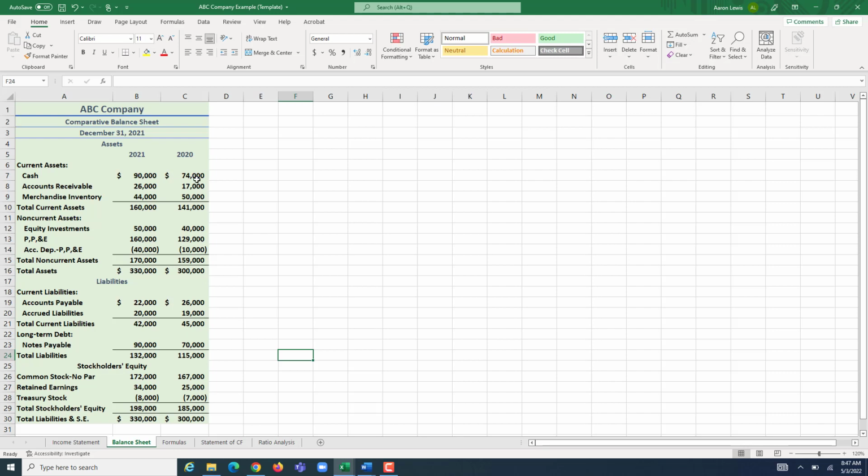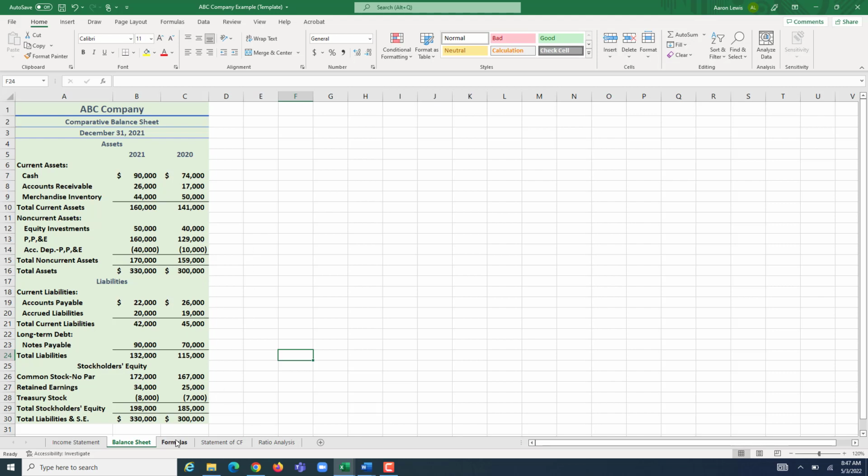The statement of cash flows, the end game of it, is to figure out: do all of the various inputs that you had, your cash provided from operating, investing, financing, etc., add up to your change in cash? And here we see that from 2020 to 2021, their cash increased by $16,000, from 74 grand to 90 grand. So when we prepare our statement of cash flows, that's our answer. We have to come up with a net increase of $16,000 on that document.